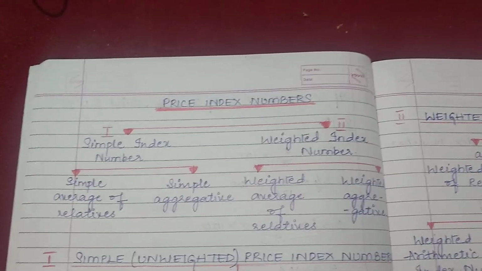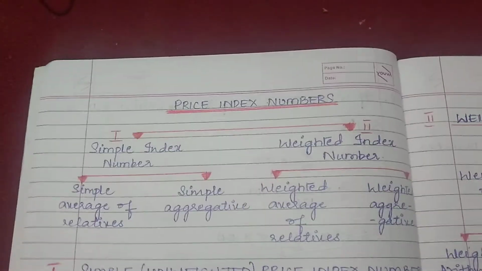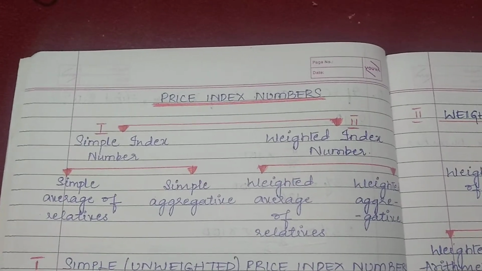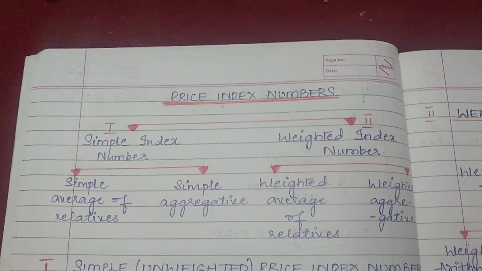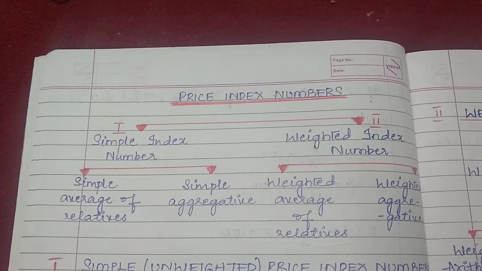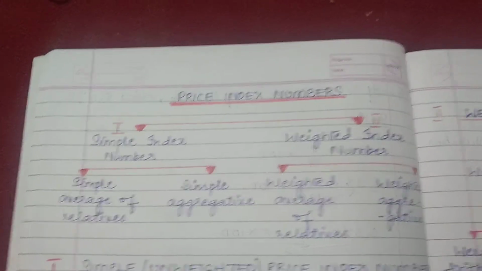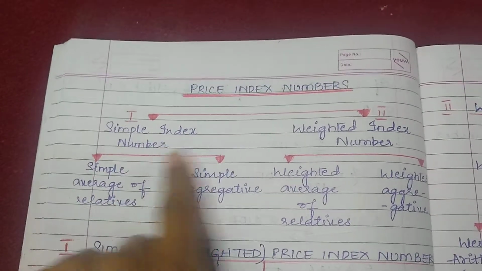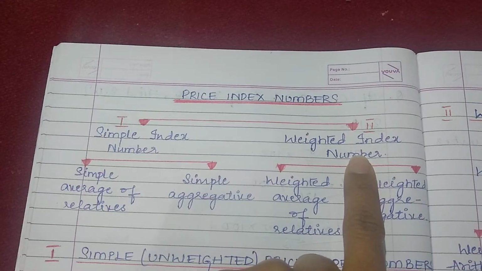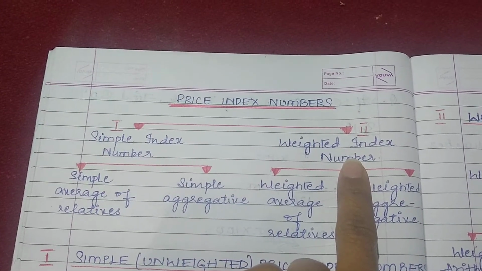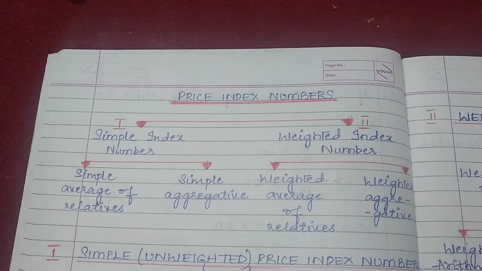Good afternoon, students. In today's class, let us study what price index numbers are. Price index numbers are divided into two things, mainly simple index number and weighted index number. Please understand it and do not get confused, because many of them go wrong here.